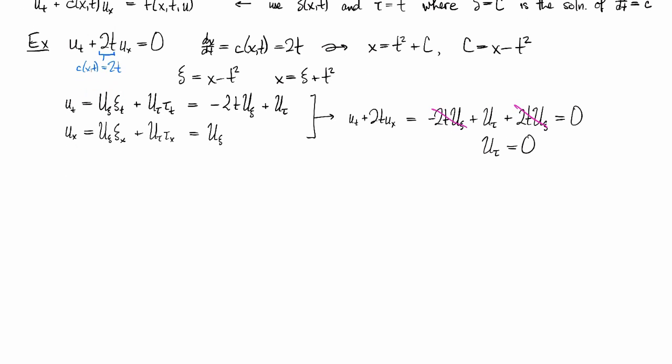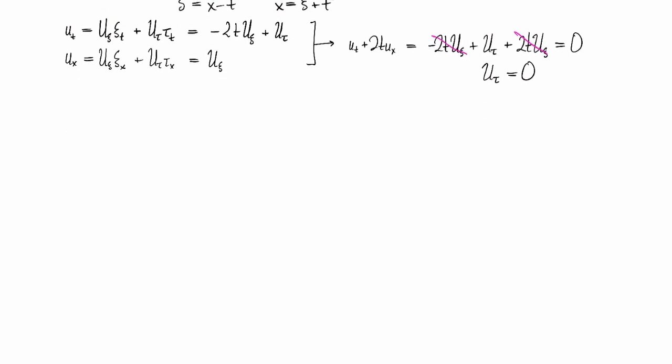And so now I can just go ahead and integrate that. So u is going to be some function of xi alone. And then if I put my coordinates in, I have that u of x,t is some arbitrary function of x minus t squared. And that's my solution.